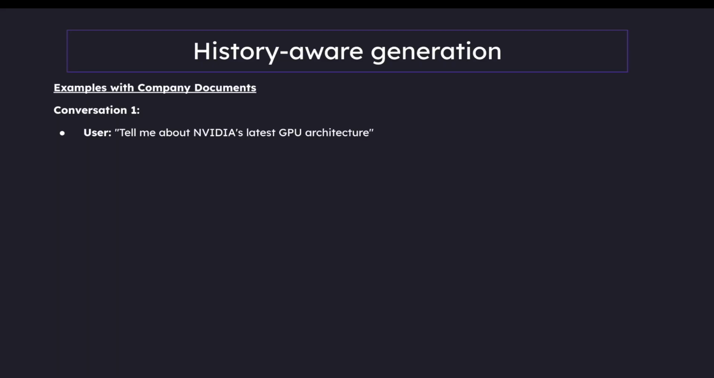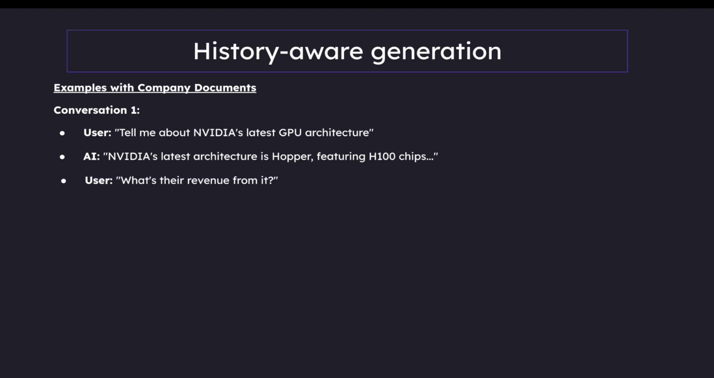Let's say the user says, "Hey, tell me about NVIDIA's latest GPU architecture." And the LLM responds with, "Okay, NVIDIA's latest architecture is Hopper," and so on. Now the user asks a follow-up question: what is their revenue from it? If you look at this particular user query, it doesn't make a lot of sense for the vector DB, right? It says, "their revenue." What does "their" mean? It doesn't really make a lot of sense.